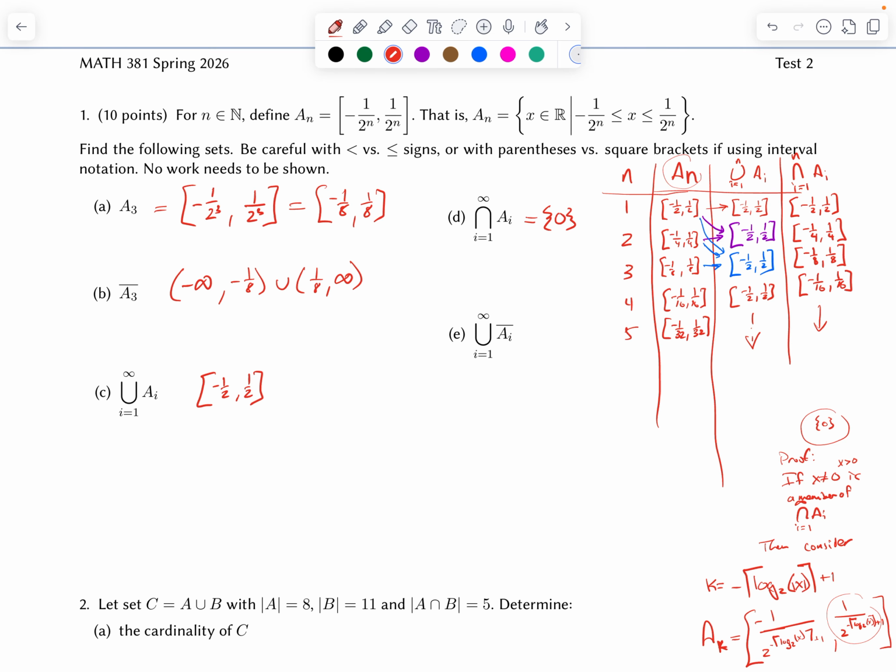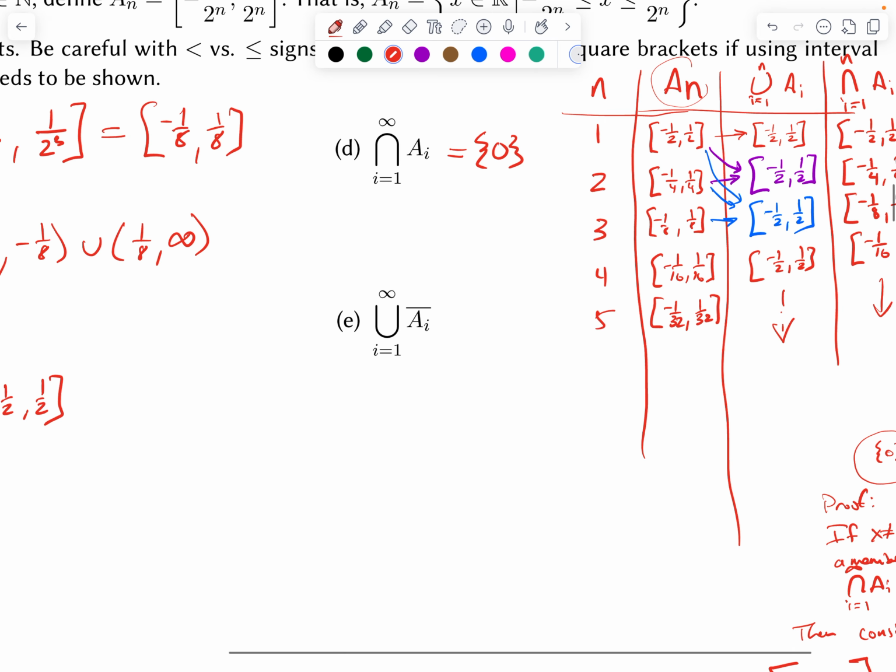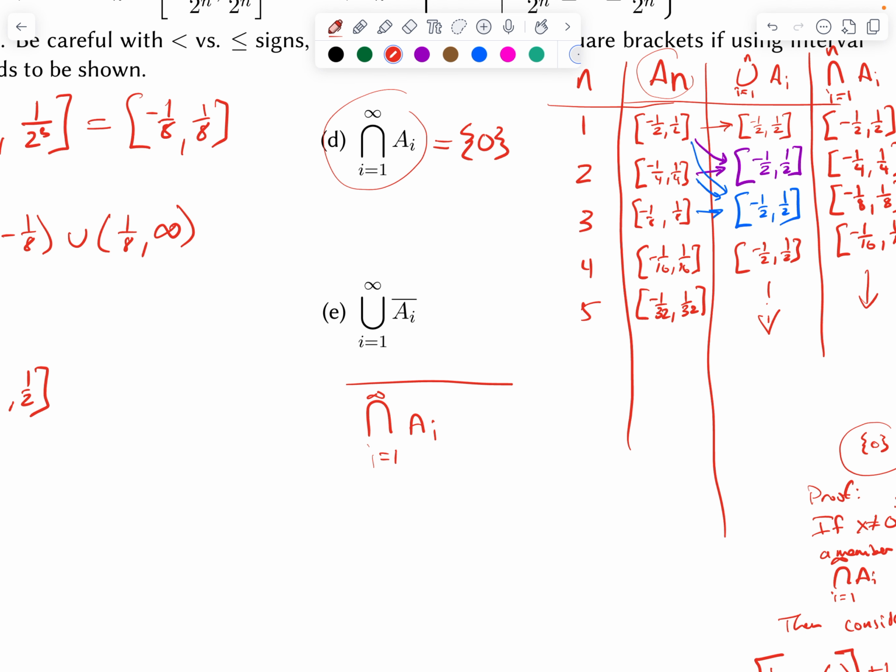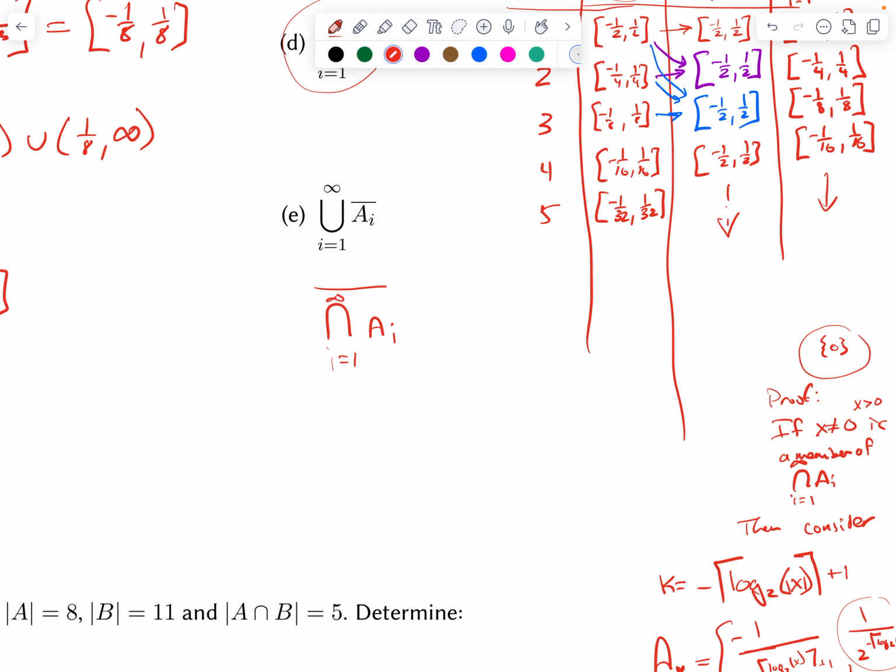If not, you can always come and ask me. Okay, this last one, we're going to use De Morgan's law that says the union of a bunch of complements is the same as the complement of the intersection. And so we can take this intersection and do the complement, which is going to equal the set from negative infinity to 0, unioned with 0 to infinity.